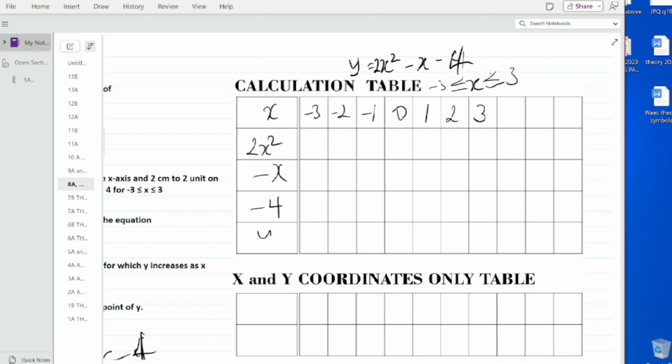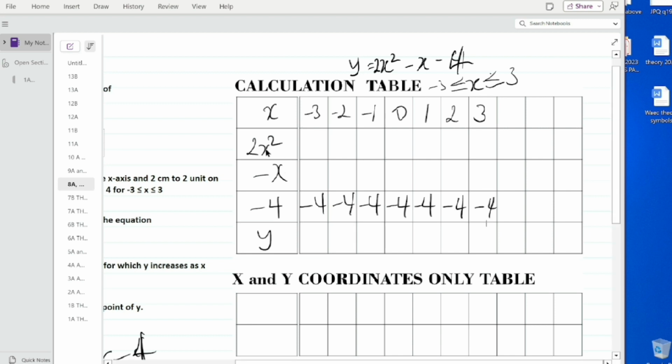Then we have our y. Since the minus 4 is a constant, and has no x behind it, we have to repeat it all through the table. That's minus 4, minus 4, minus 4, minus 4, minus 4, minus 4, minus 4.